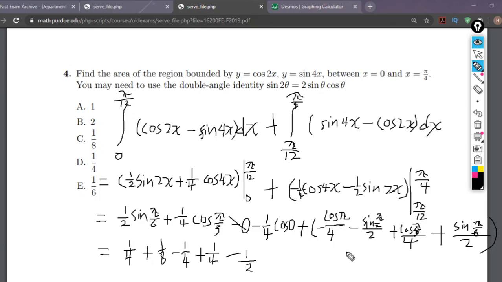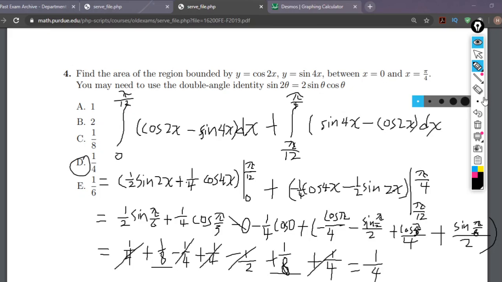So minus 1/2 plus cosine of pi over 3, which is here, which is 1/8, plus sine of pi over 6 over 2, which is here, which is 1/4. So now the plus and minus of 1/4 cancels out, and a fourth plus a fourth is 1/2. So that can cancel out with this 1/2, and you're left with 1/8 plus 1/8, which would be 1/4, and the answer would be D.